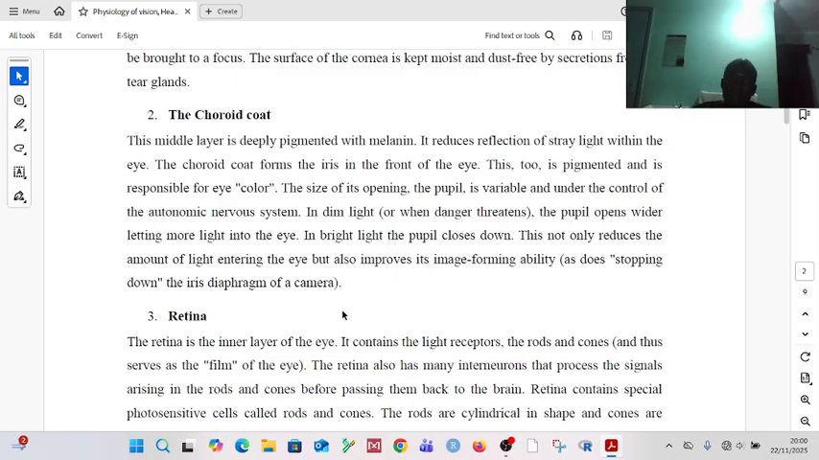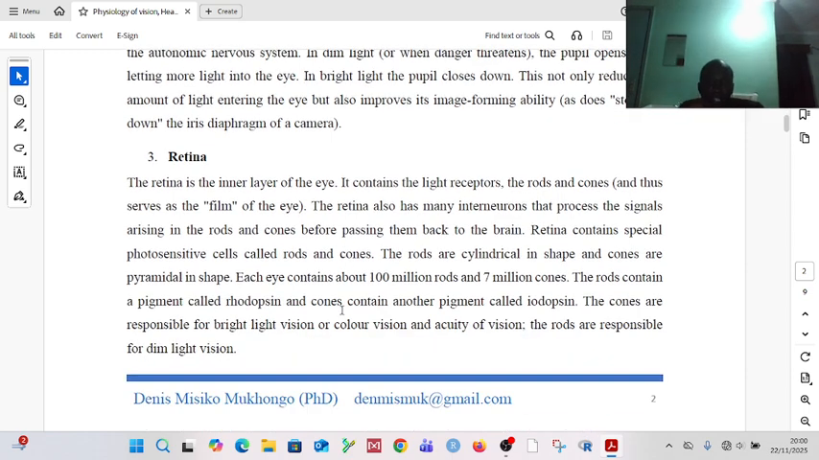The third layer is now the retina. The retina is the inner layer of the eye. This inner layer of the eye that we are calling the retina contains light receptors. Those light receptors can either be rods or cones. The rods are cylindrical in shape, but the cones are pyramidal. So the rods appear like cylinders, then the cones appear like pyramids.